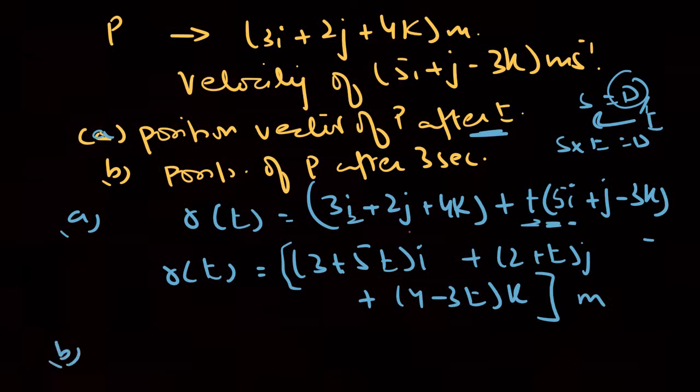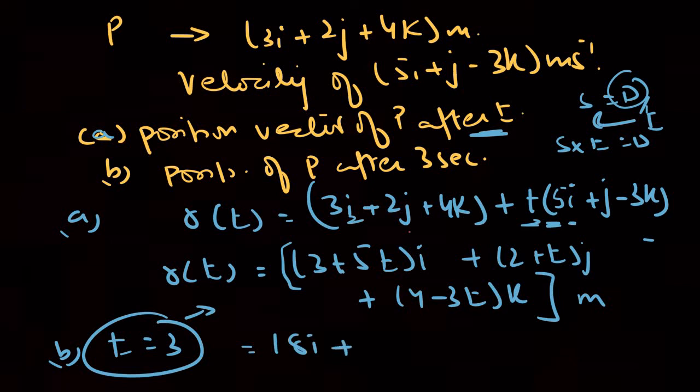Next we have the position vector after 3 seconds. So t equals 3 in the above equation. We are getting a final answer of 18i plus 5j minus 5k. This is the position vector after 3 seconds. I hope you guys have understood this and you will implement this when you are attempting your exam questions. This is the end of this session.